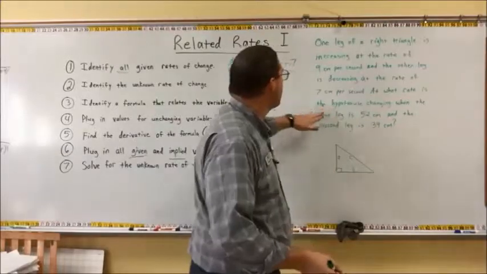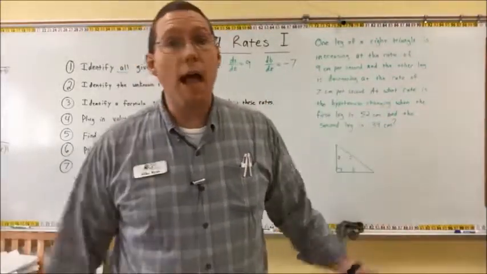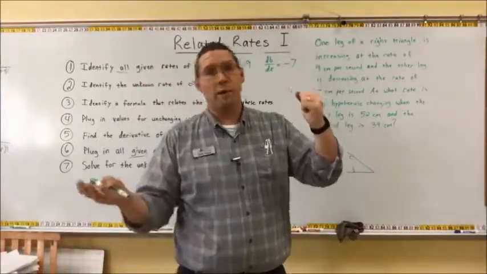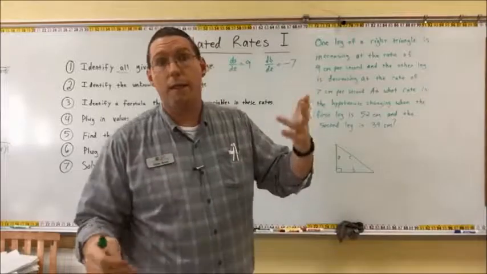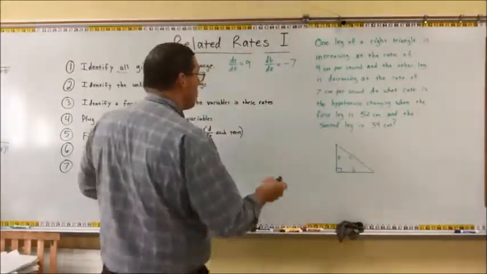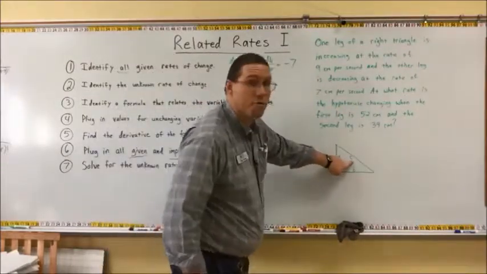At what rate is the hypotenuse changing? So in this case, all three sides of the triangle are changing. One leg is getting longer, one leg's getting shorter. That means the hypotenuse, in this particular case, is also changing. So, at what rate is the hypotenuse changing? Well, the hypotenuse is letter C.